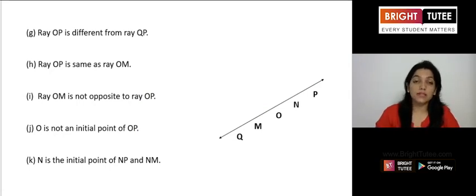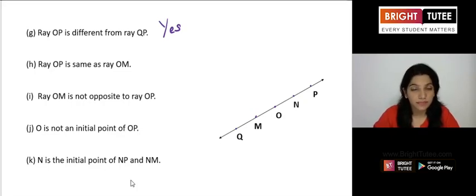Okay, the next part is part G. Let's first mark all the points again here. It is saying that ray OP is different from ray QP. Do you think they are different? The answer is yes. But why are they different? They are different because they are starting at different points. One ray is starting from point O and the other ray is starting from point Q. So they are different.